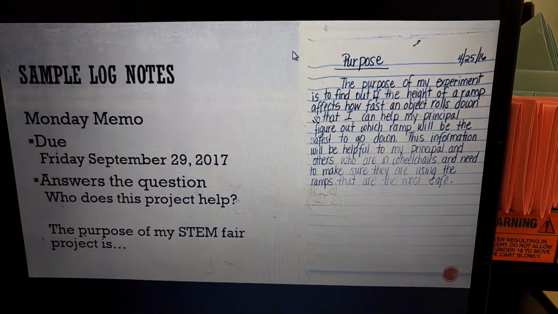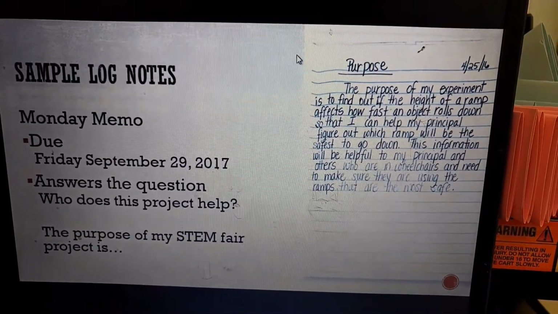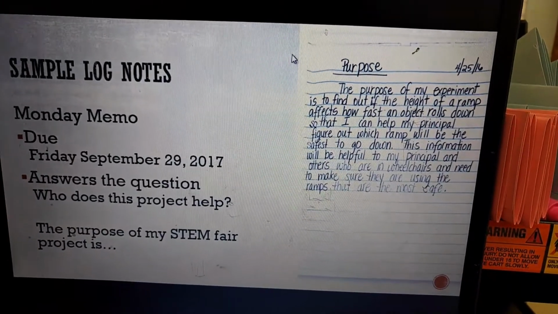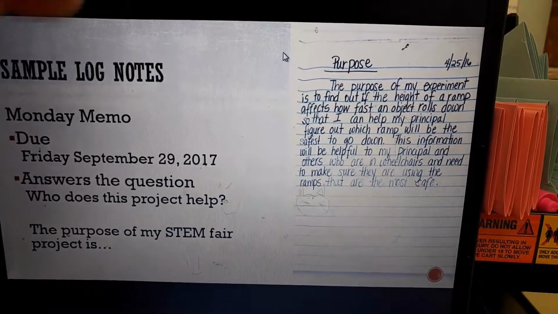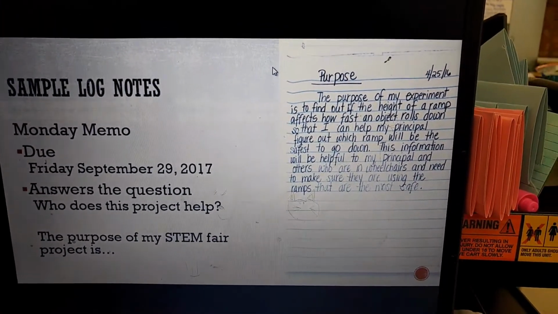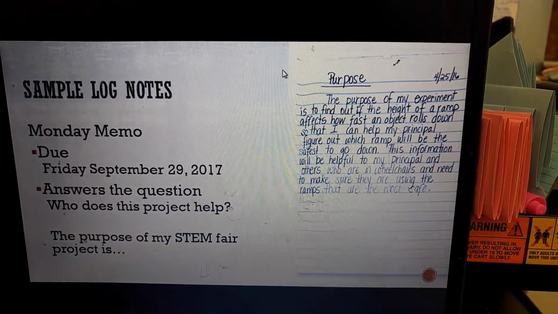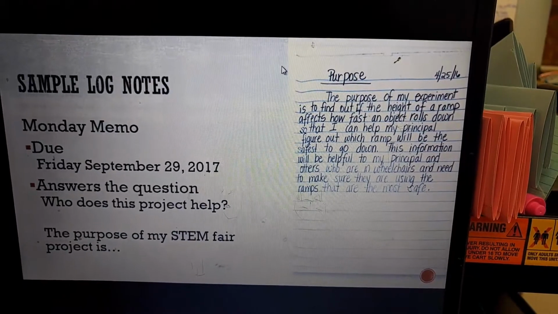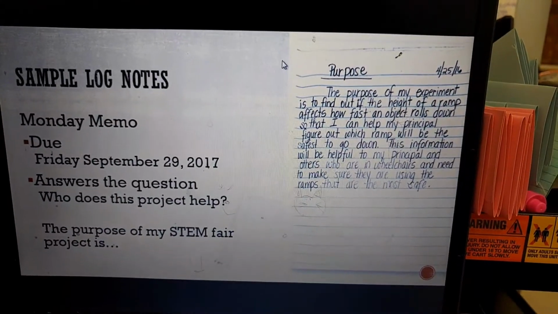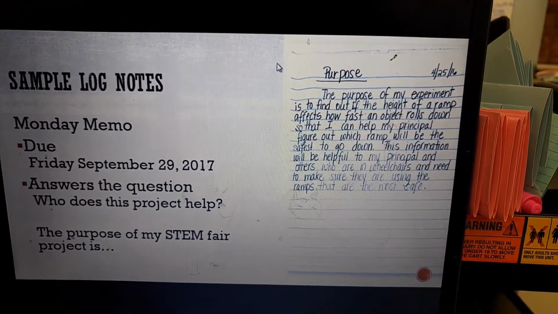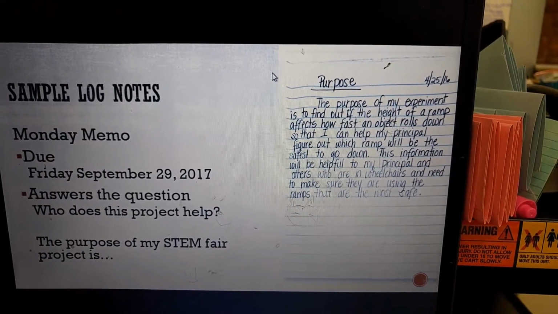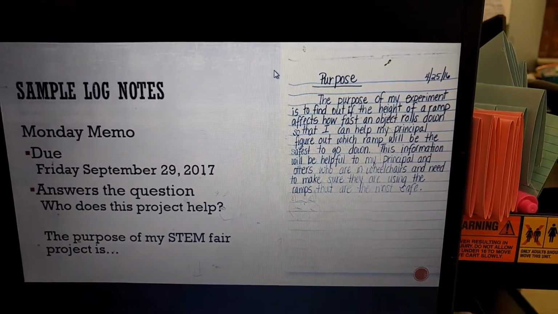And there is a sample right there, and it answers those things. It answers who it'll help, why we're doing it, and it restates the question. The purpose of the experiment is to find out if the height of the ramp affects how fast an object rolls down. That's restating, so that it can help my principal. That's who it will help. Find the safest way down. This information will be helpful to my principal and others who are in wheelchairs.